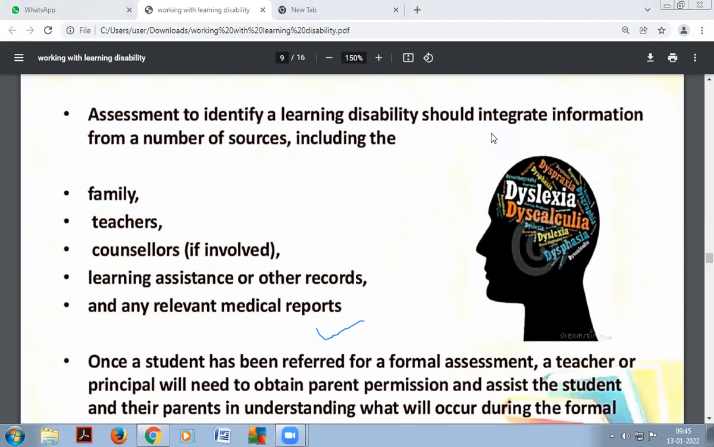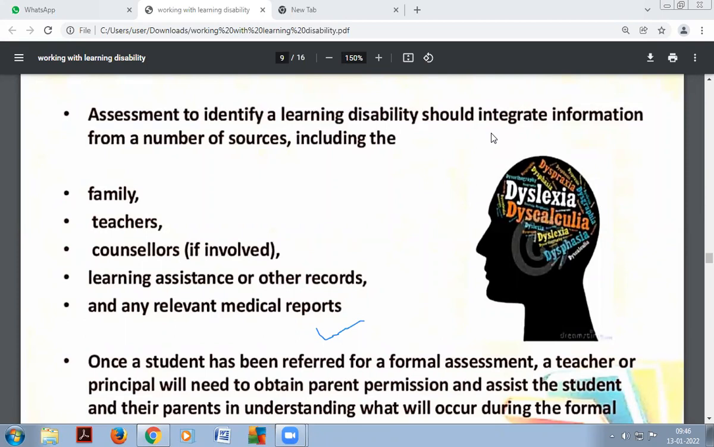Assessment to identify a learning disability should integrate information from a number of sources. If the students are suffering from these types of disorders, you can find information from a number of sources. So these sources may be family. You connect with the student's family, maybe teachers who are very friendly or connected with those students. You can also have some information from those teachers. Counselors, if involved, then you can also have some information from counselors. Otherwise, you can take from family and teachers.